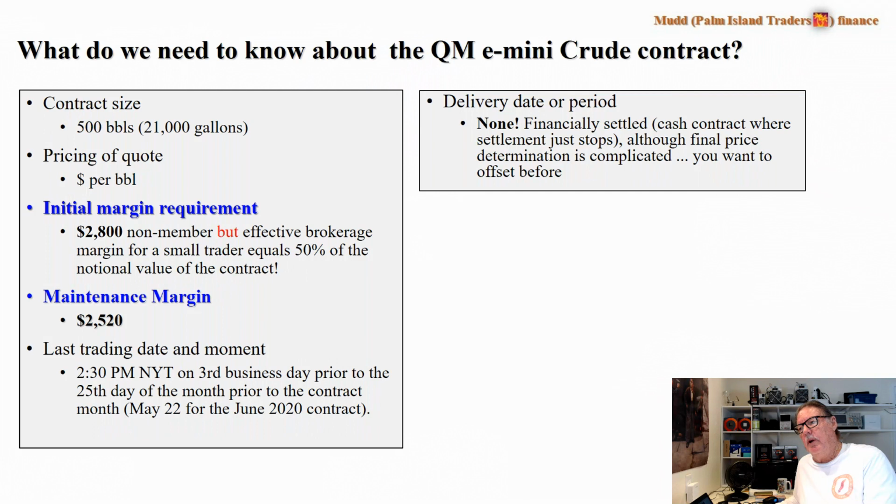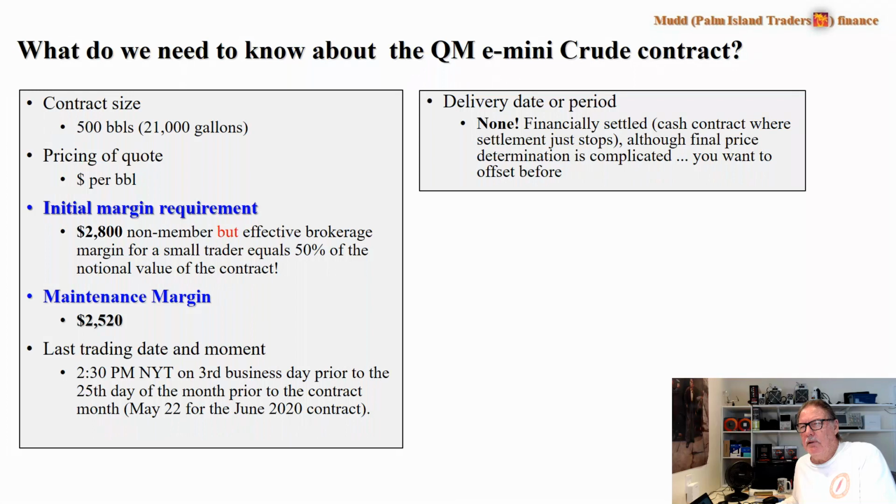date and period, none, because this is what is called a financially settled or cash contract where settlement just stops when it reaches the end of the last trading day. There's no delivery condition. Although final price determination is complicated if you hold the option until after its expiry. You do tend to want to offset before that happens.